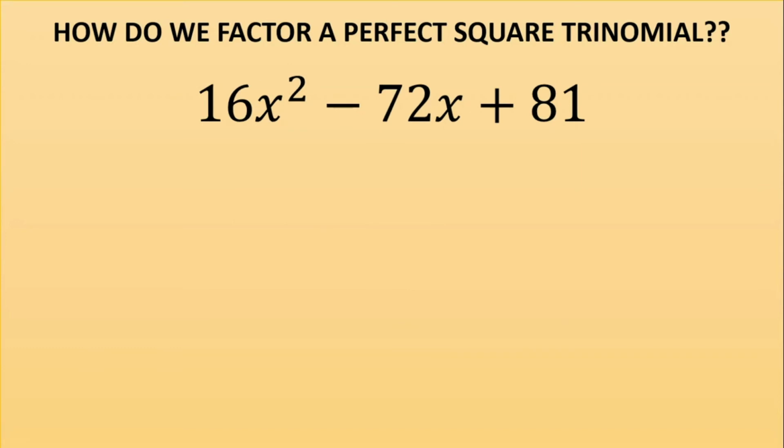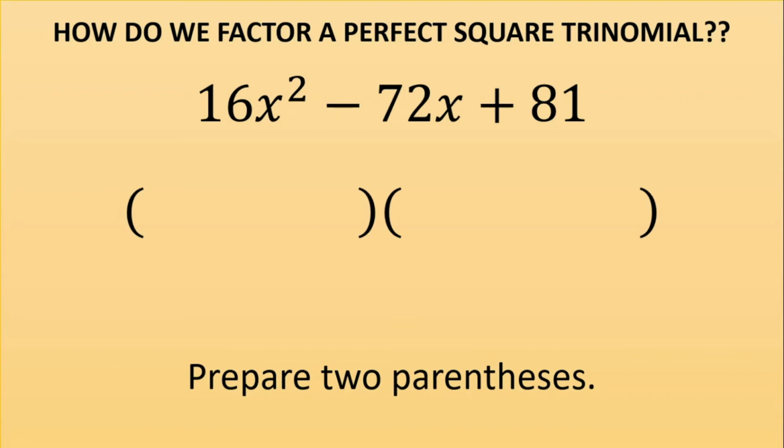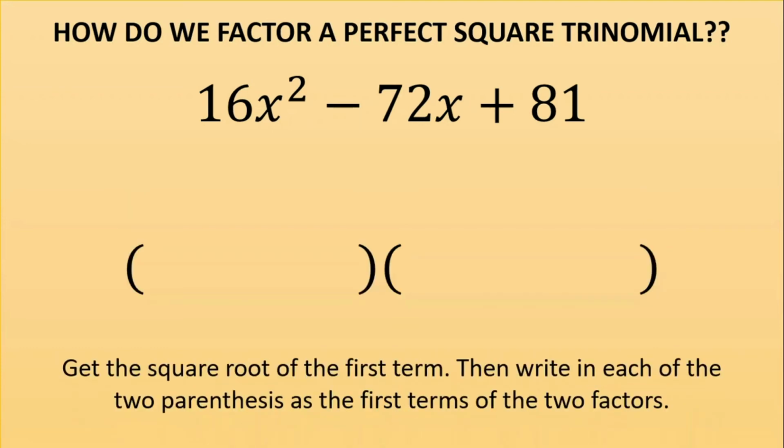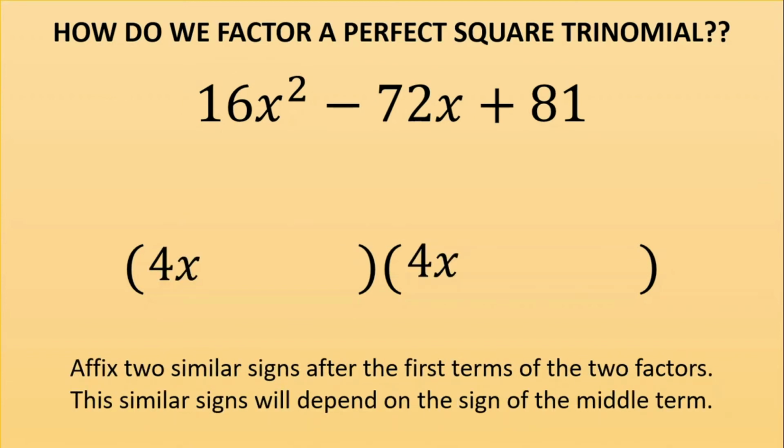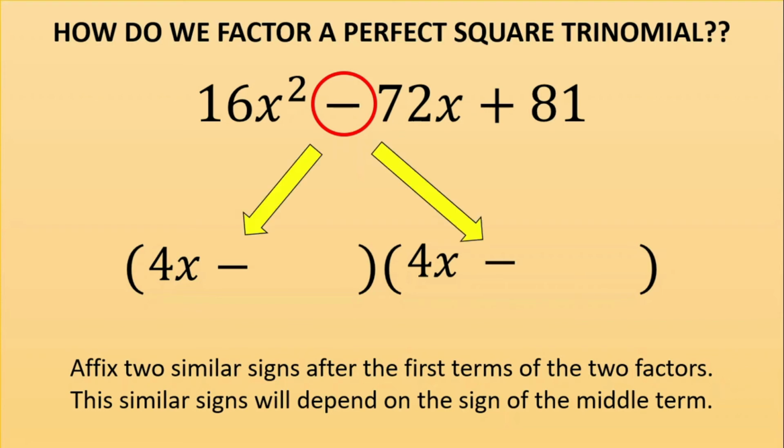Now let us try another example: 16x squared minus 72x plus 81. Once again, our two parentheses. Get the square root of the first term, 16x squared. The square root is 4x. Then we will write 4x in each of the two parentheses as the first terms of the two factors. Affix two similar signs after the first terms of the two factors. These similar signs will depend on the sign of the middle term. This time, the sign in the middle is a negative sign or minus sign. Hence, we shall write two minus signs, one in each of the two parentheses.